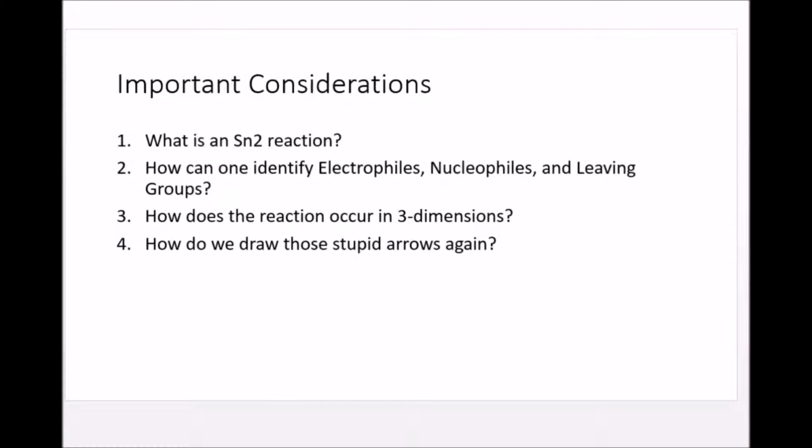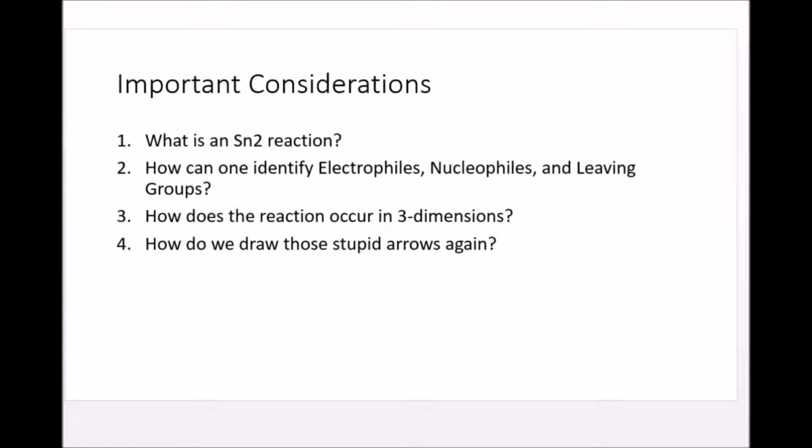Let's move it on. So I'm going to be real with you. SN2 reactions are relatively straightforward, but the problem is that you lose a lot of points on them because they're so straightforward, and if you're anything like me as a student, you really appreciate getting as many easy points as possible.